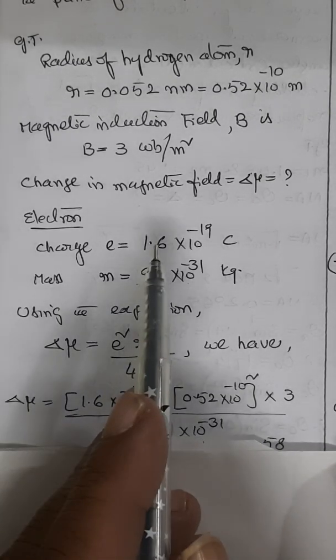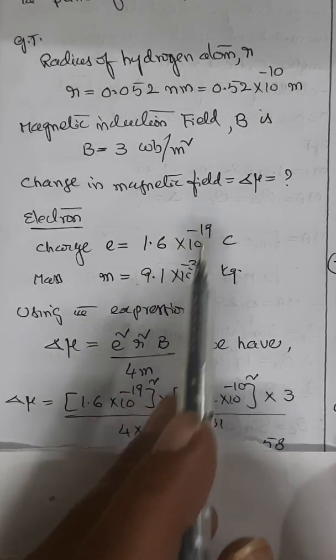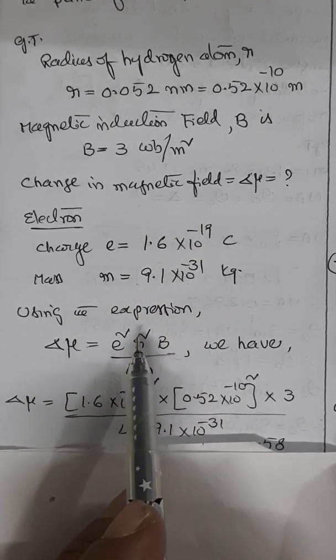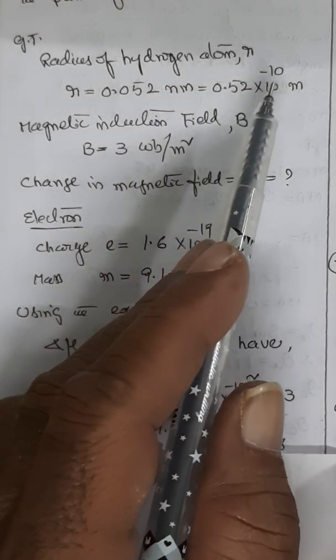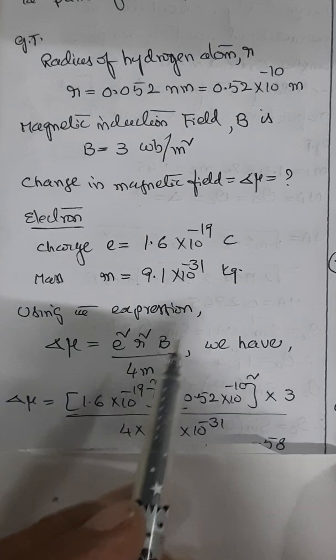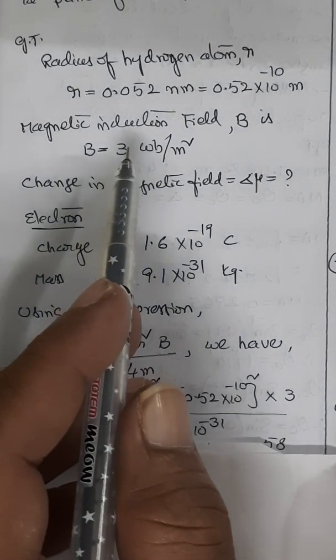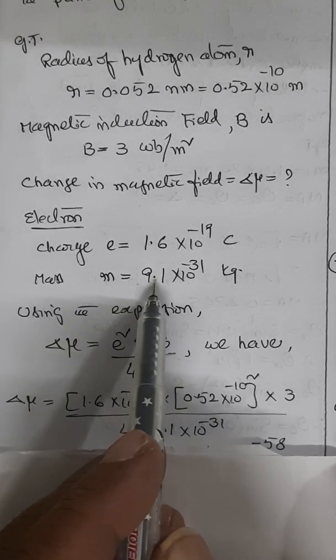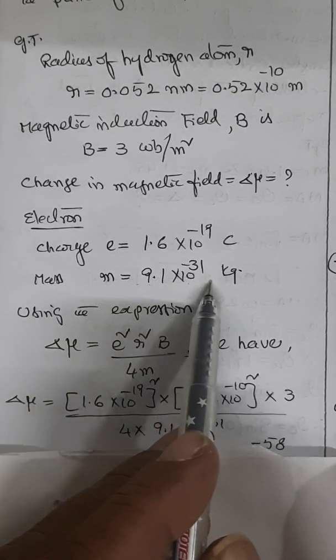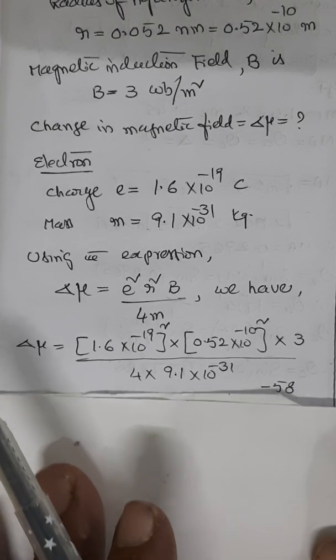e squared, that is (1.6 into 10 power minus 19) whole squared, into r squared, that is (0.52 into 10 power minus 10) whole squared, into B. B is given as 3, divided by 4 into the mass of an electron, 9.1 into 10 power minus 31.